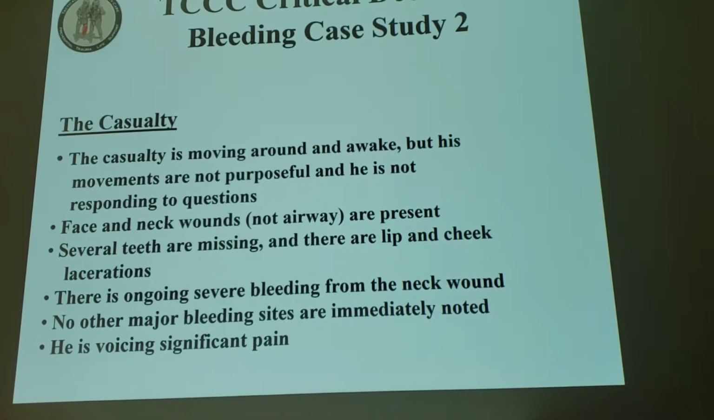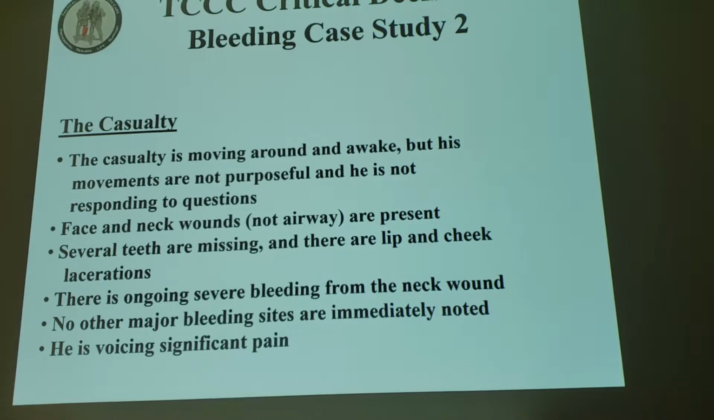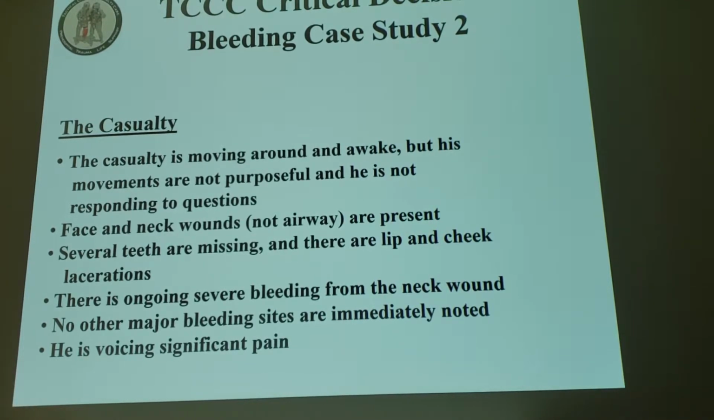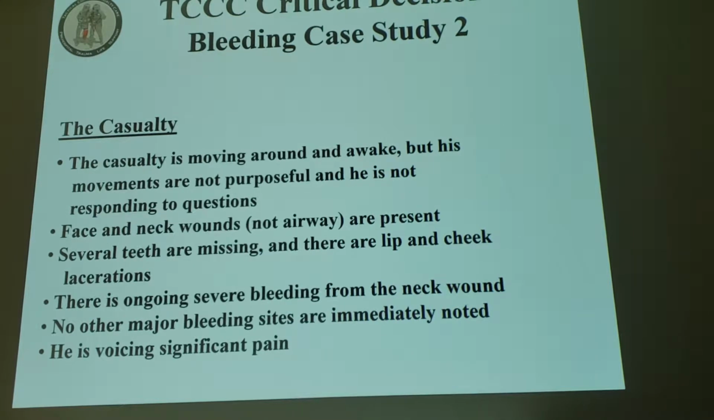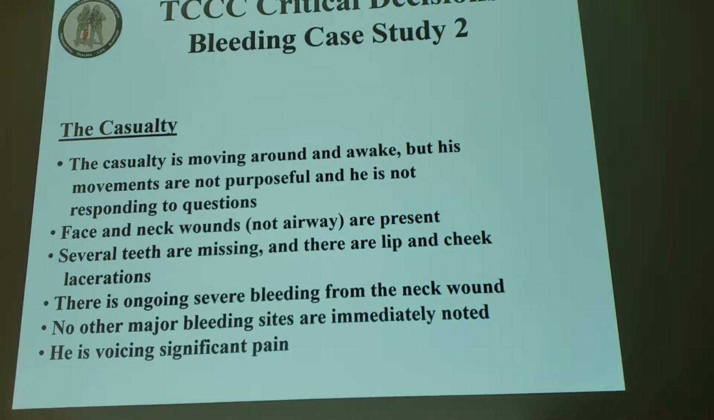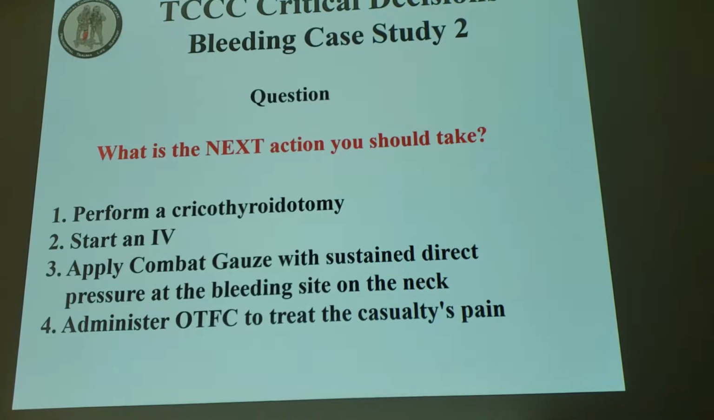Face and neck wounds, not airway, are present. Several teeth are missing and there are lip and cheek lacerations. There is ongoing severe bleeding from the neck wound. No other major bleeding sites are immediately noted. He is voicing significant pain. Question, what is the next action you should take?